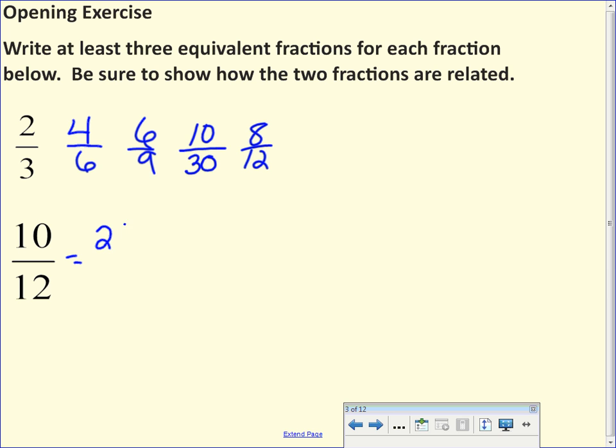20/24. Sure. You scaled them both up by multiplying by 2. 100/120. Yup, absolutely. What else? 5/6. Yeah, this one we can scale down by dividing them both by 2. And one more? 30/36. Sure.